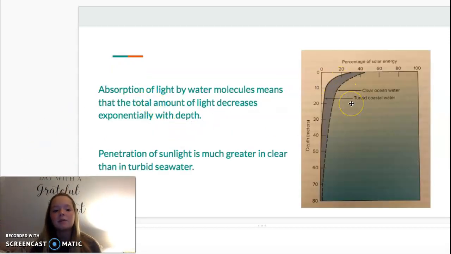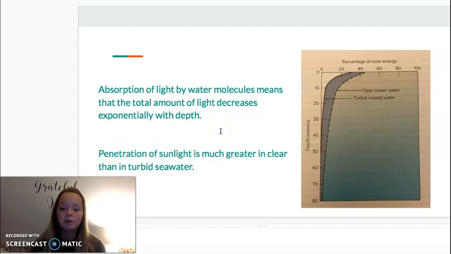I also took this one right from the book. This one is absorption of light by water molecules, meaning that the total amount of light decreases exponentially with depth. So that's why this line is increasing very quickly for the percentage of solar energy. And penetration of sunlight is much greater in clear than in turbid seawater. So here's where it would be in turbid, and here's where it would be in clear.